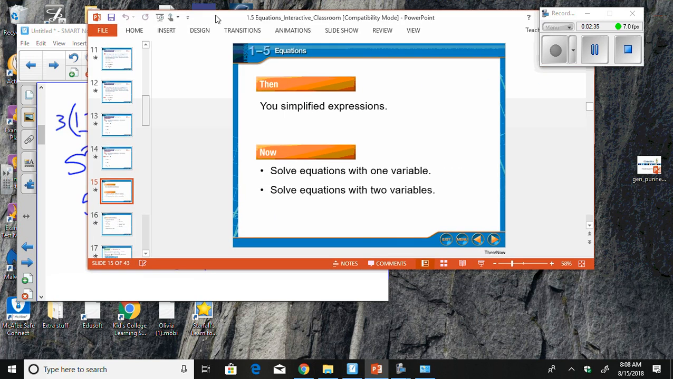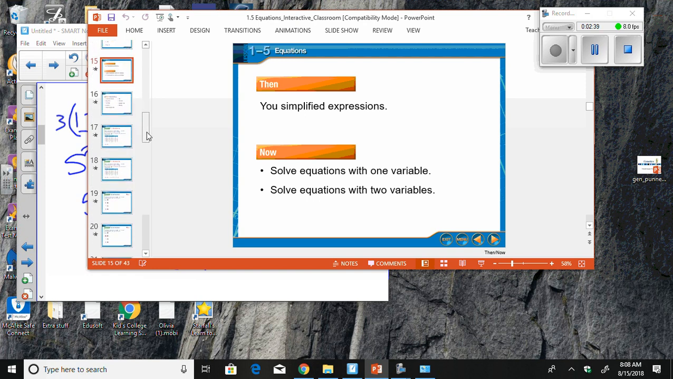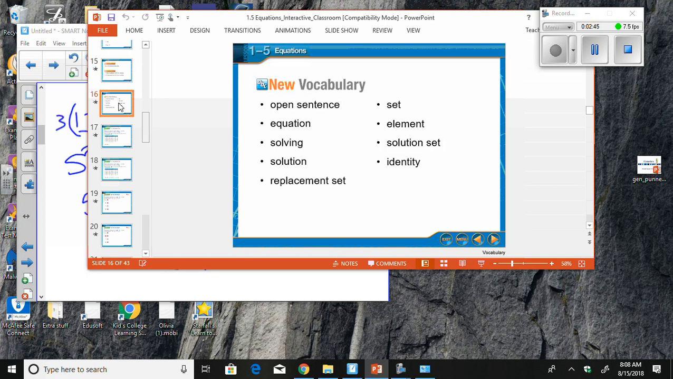So what we have done, we have simplified expressions. What are we doing now? We're solving equations with 1 variable, and we solve equations with 2 variables. Vocabulary. On page 33 of our book, that's where you should be looking. A mathematical statement that contains algebraic expressions and symbols. So an open sentence, it just has letters and numbers.